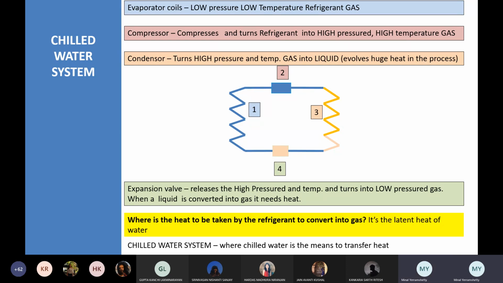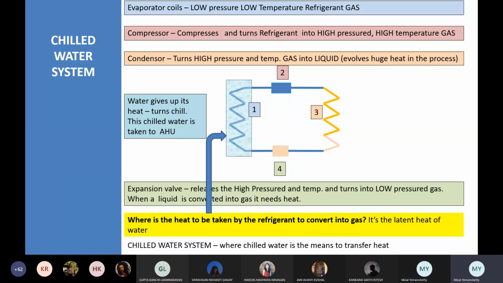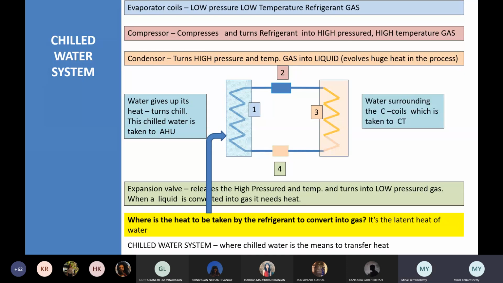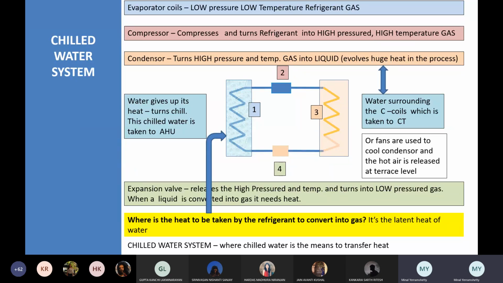Okay. Now, where is the heat taken for the refrigerant to convert into the gas? Yahan pe, okay. It is the latent heat of the water. Then that's where your chilled water system, where chilled water is the means to transfer heat. Okay. This is how it happens. Water gives up its heat, turns chill. This chilled water is taken to AHU, which we saw in the first diagram. Okay. And यहाँ पे we have done this. ठीक है. Or fans are used to cool condenser, and the hot air is released at the terrace level. Okay. That's how it happens.